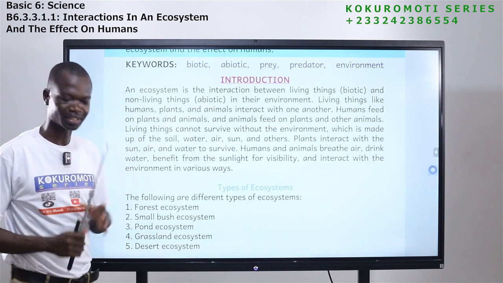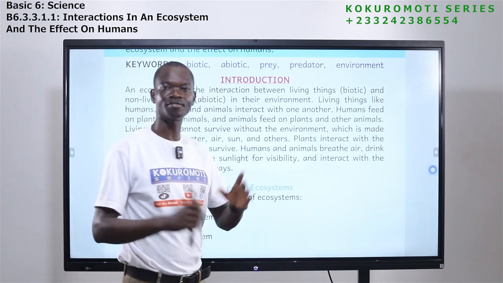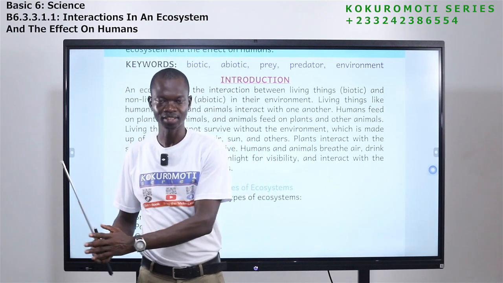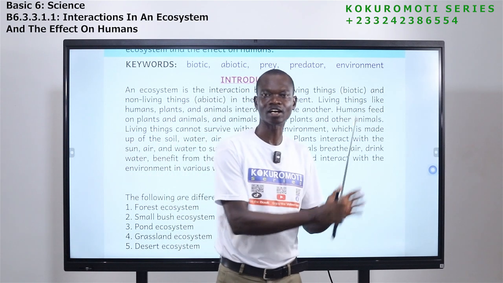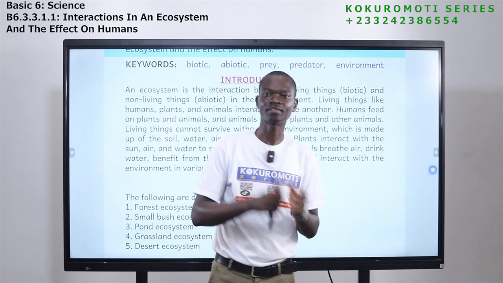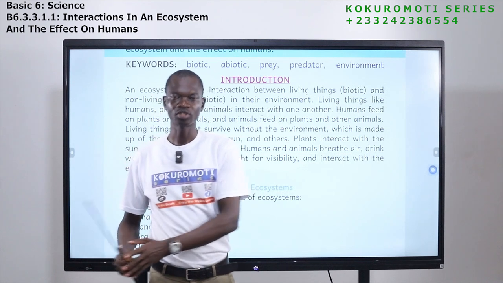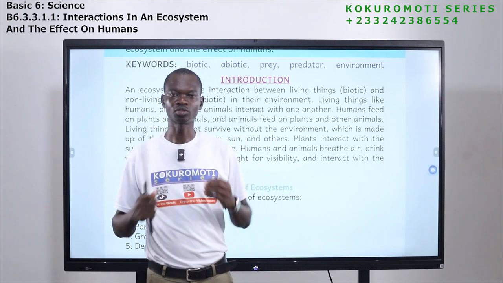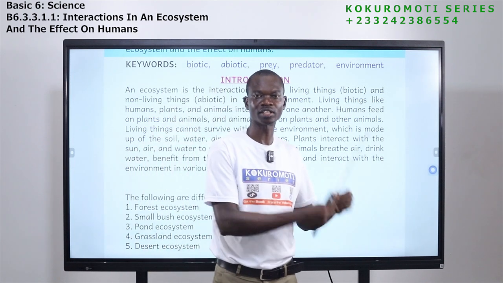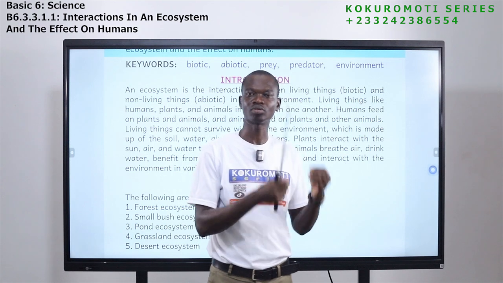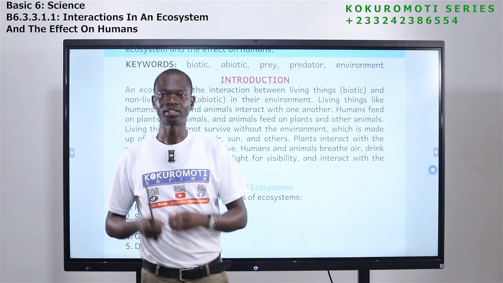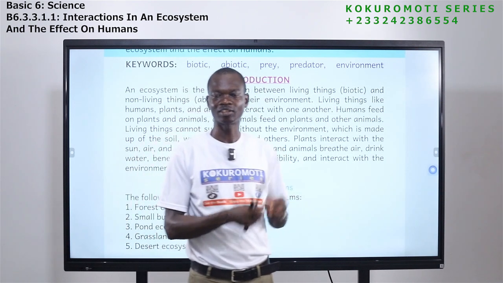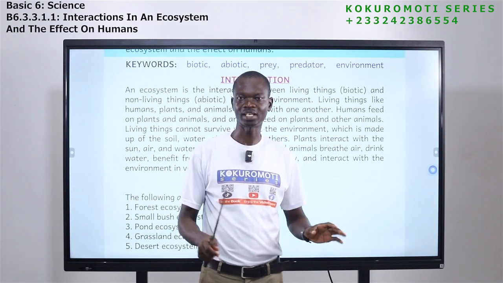So we are talking about the environment. We are saying that the environment is made up of two things: the living things and non-living things. The living things are called biotic things, and non-living things are called abiotic. So abiotic and biotic come together to form the environment. When you talk of abiotic things, we are talking about things that do not have life. So the sun, the soil, the air, the water, they are parts of the environment. They do not have life, so they are abiotic.